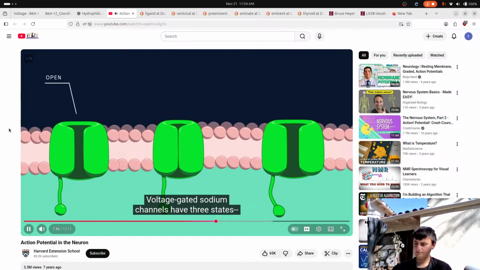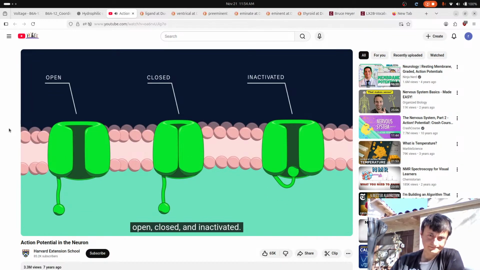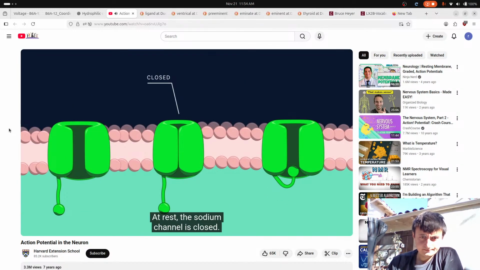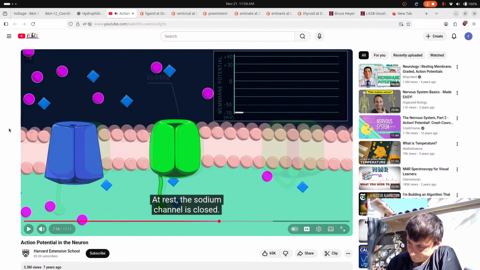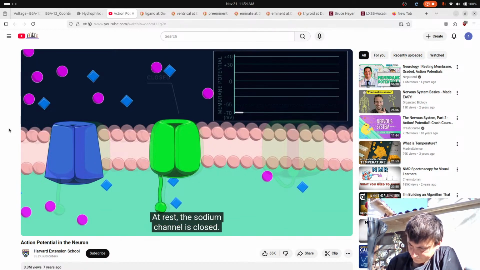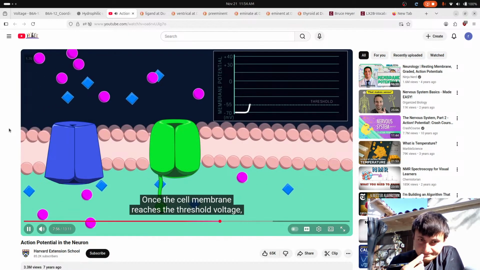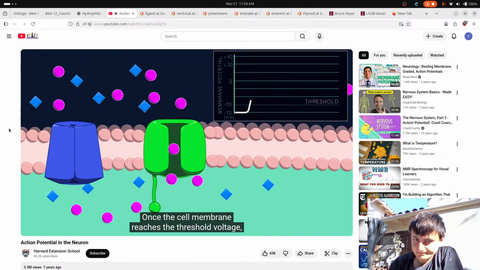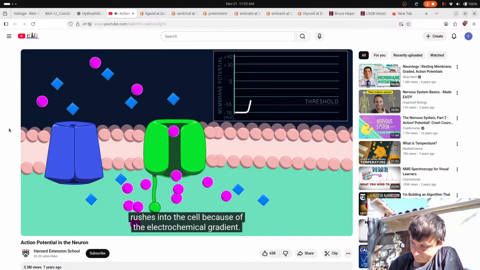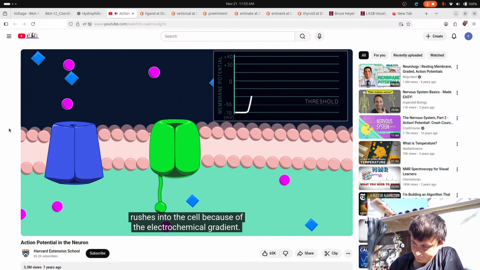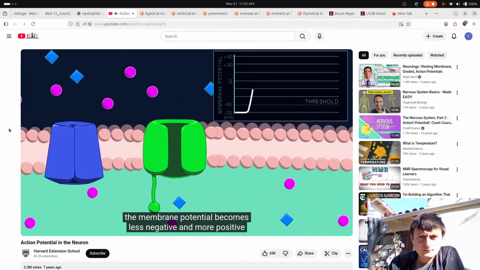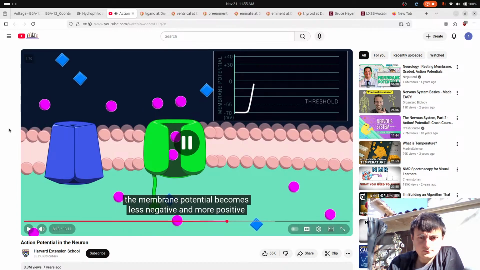Voltage-gated sodium channels have three states: open, closed, and inactivated. At rest, the sodium channel is closed. Once the cell membrane reaches the threshold voltage, the channel changes to an open position, and sodium rushes into the cell because of the electrochemical gradient. As positive sodium ions enter the cell, the membrane potential becomes less negative and more positive.